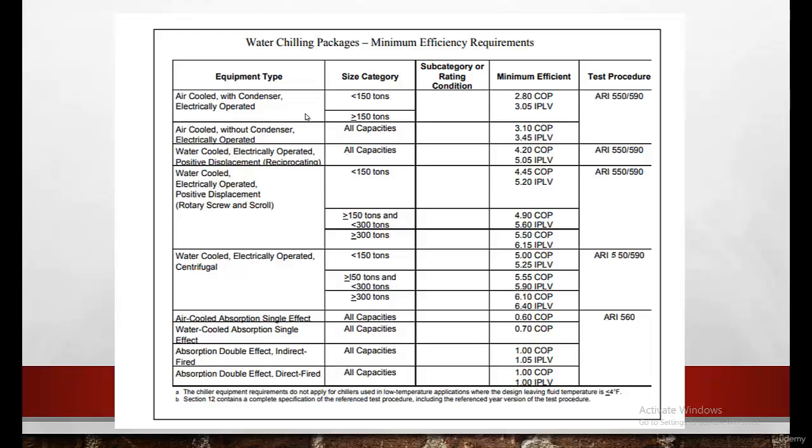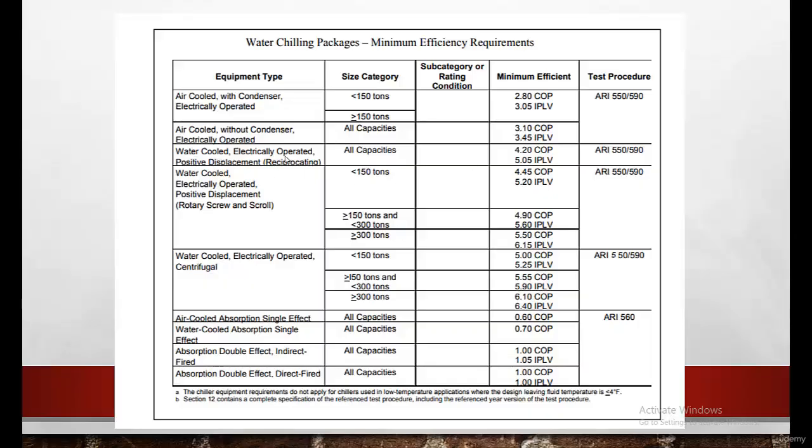Now in this lecture we see the different types of chillers and their energy efficiency. So this is a chart of the air cooled chiller with condenser, electrically operated. Here, if the capacity of the air cooled chiller is less than 150 ton, then its coefficient of performance is 2.80, and if it exceeds 150 ton, then its coefficient of performance is also 2.80. The air cooled chiller without condenser, electrically operated, has a coefficient of performance of 3.10.